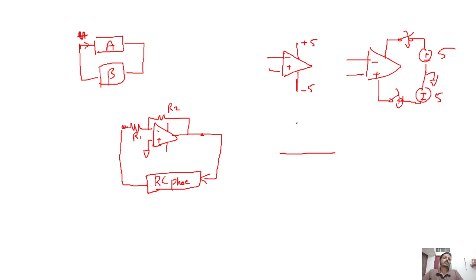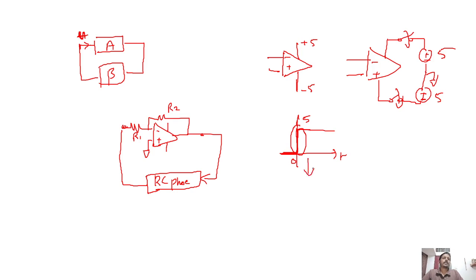initially it was 0 till that time, and at a particular time suddenly the voltage changes. From here it is plus 5, and at negative VCC, minus VCC, it is minus 5. So there is a sudden change at this particular point. So this is actually an impulse at this point.